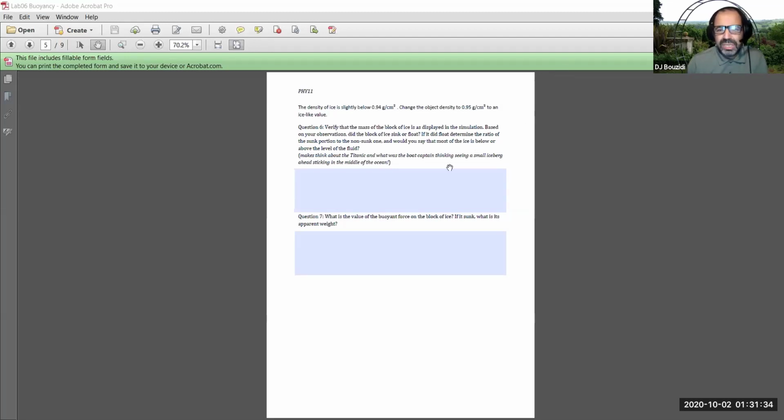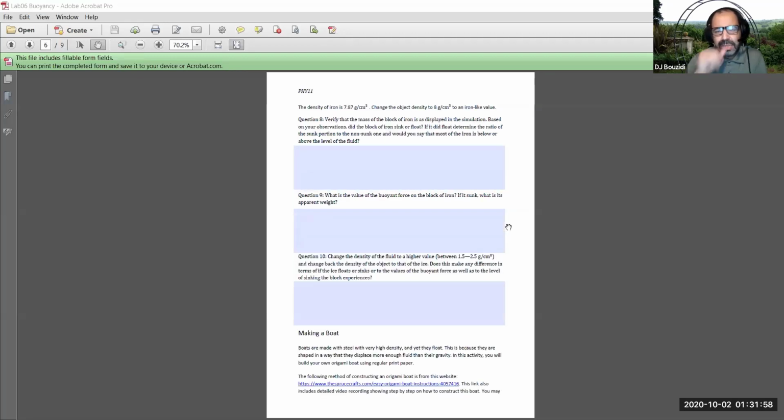Question 7 is just like question 5 from before: what is the value of the buoyant force? Again, change the density of the object to 0.95, do the reading, and answer the 2 questions. If you answered 4 and 5 successfully, you should not have a problem with 6 and 7. They're identical. If you do it for iron, it's the same question, but change the density to 8, which is the maximum on that scale.